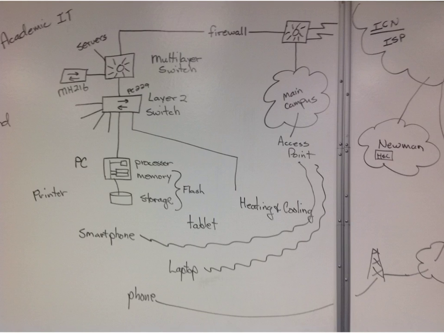So we looked at these devices. So we had a multi-layered switch. We talked about a layer 2 switch, and we talked about the PCs themselves. PCs have a processor, memory, and storage.